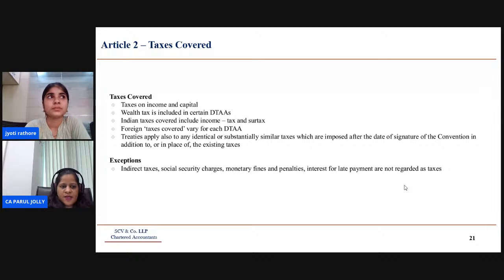There are certain exceptions. Indirect taxes are generally not covered. Social security charges, any monetary fines and penalties, any interest for late payment, these are not regarded as taxes for treaty purposes.